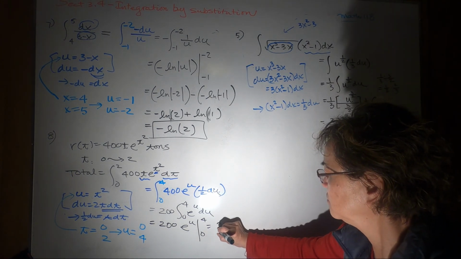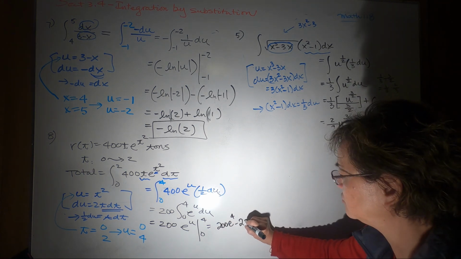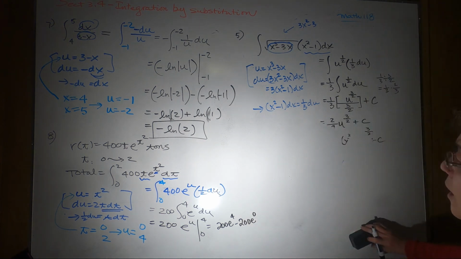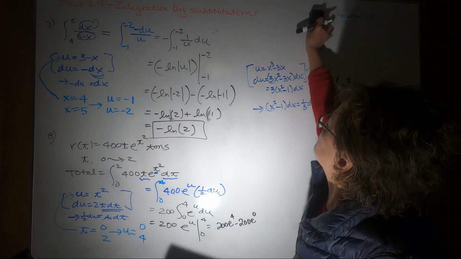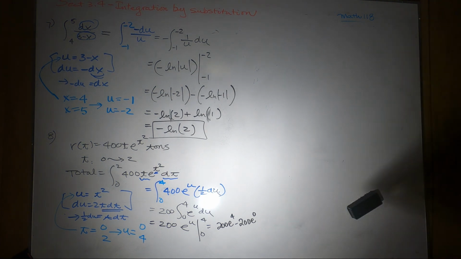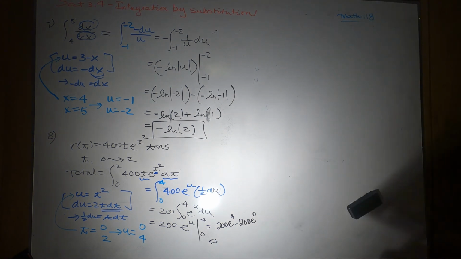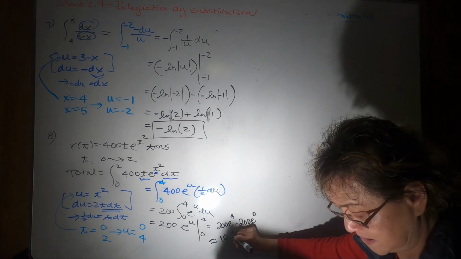We have 200e to the 4th power minus 200e to the 0 power. Is that right? e to the 0 is 1. Then you just plug in your numbers to get the actual number. So it's 10720.